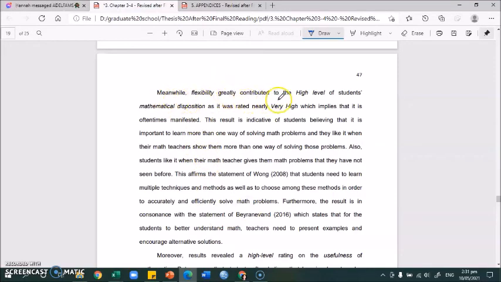Meanwhile, flexibility greatly contributed to the high level of students' mathematical disposition as it was rated nearly very high, which implies that it is oftentimes manifested. This result is indicative of students believing that it is important, o ito na yung mga items. Okay? Nirephrase na and connect na siya. Okay? The result is indicative of students believing that it is important to learn more than one way of solving math problems, and they like it when their math teachers show them more than one way of solving those problems.